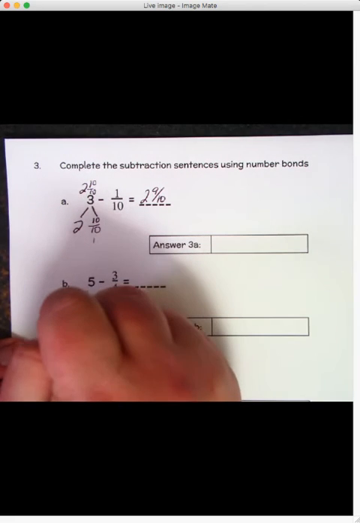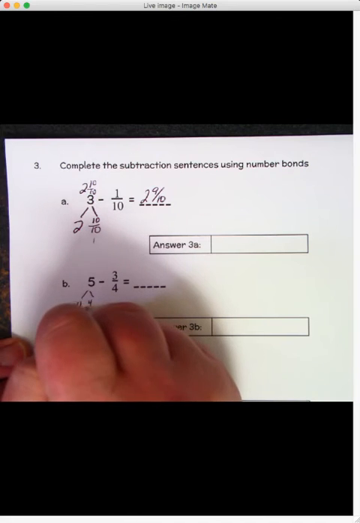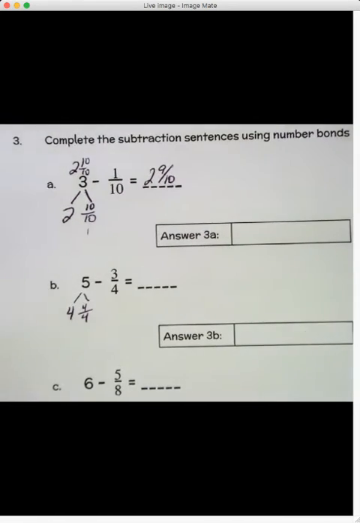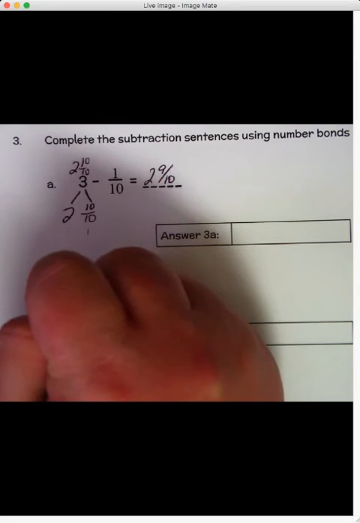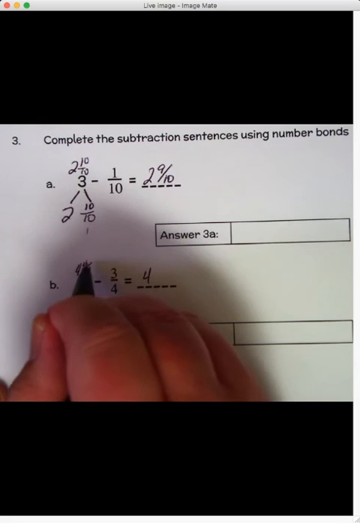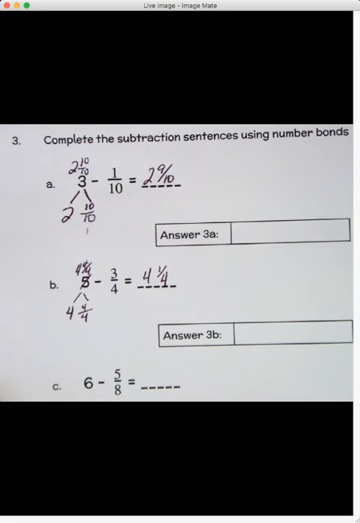5, we'll break it down. 4, and we're going to make fourths, and 4/4. Okay, so 5 is the same thing as 4 and 4/4. And we'll put that 4 there. Now we have 4/4 minus 3/4 is 1/4.